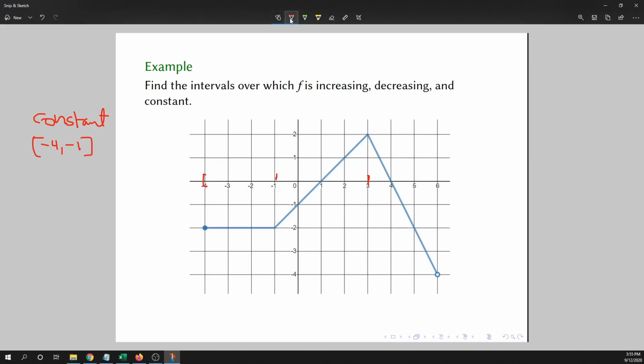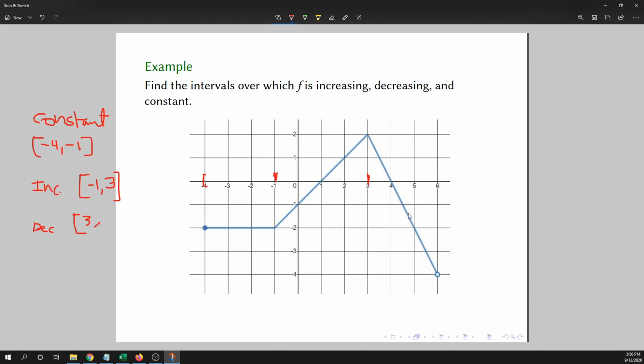So over this part of the x-axis right here, from here to here, we can see that from -1 to 3, the graph was increasing, going up as we go from left to right. So it'd be increasing on -1 to +3. Starting back where we left off at 3, we can see that the graph is decreasing. It's going down as we go from left to right. So we would say that it's decreasing from 3.